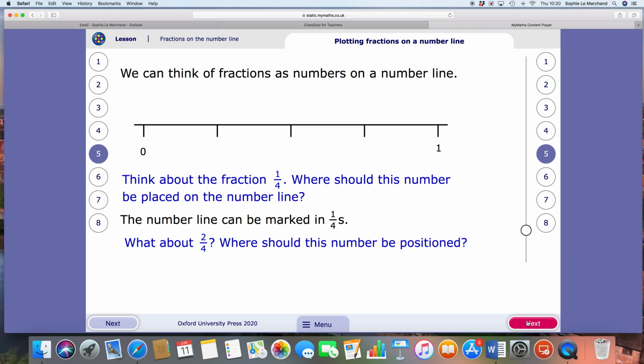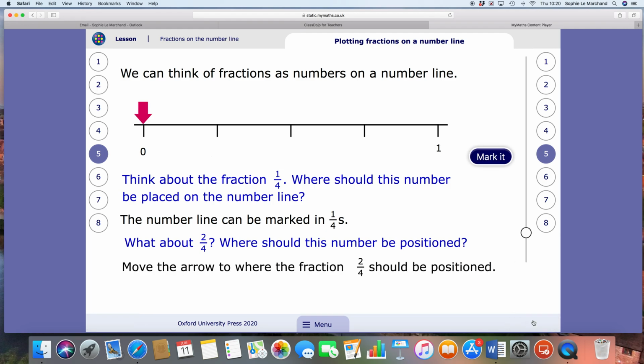What about 2/4? Where should this number be positioned? So if this is 1/4, that should be 2/4, 3/4, and this would be 4/4, which is the same as 1/2. So let's move the arrow to show. So we're at 0, 1/4, 2/4. This is where 2/4 should be positioned. That's also the same as a half. Let's check. Well done.